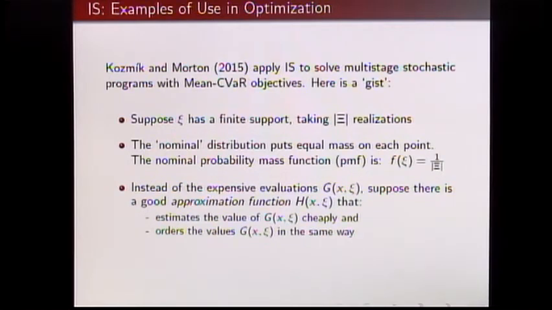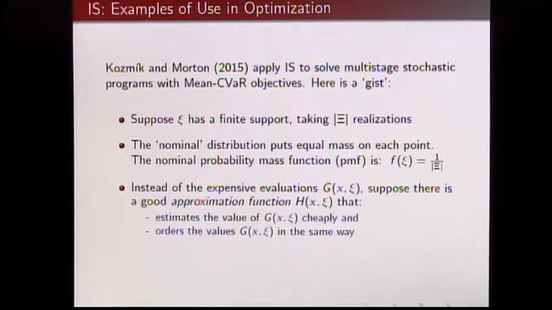So you don't want to do that before you sample, look at this, and then come up with your sampling distribution or density Q. That doesn't make any sense, because you're going to do a lot more work. So they come up with a good approximation function that estimates the value cheaply. There's maybe some error.